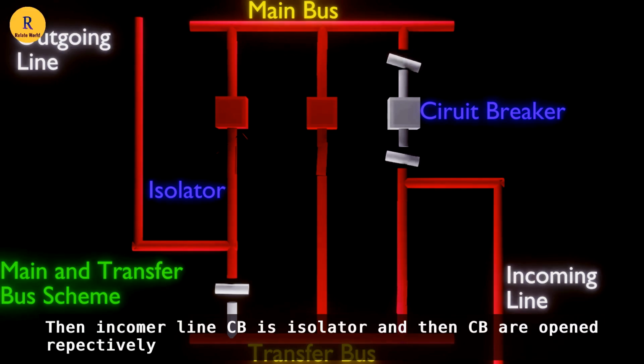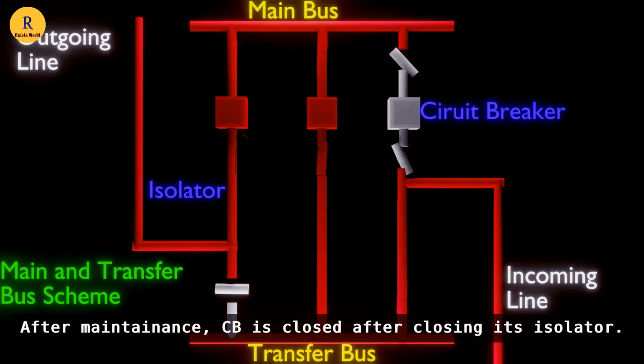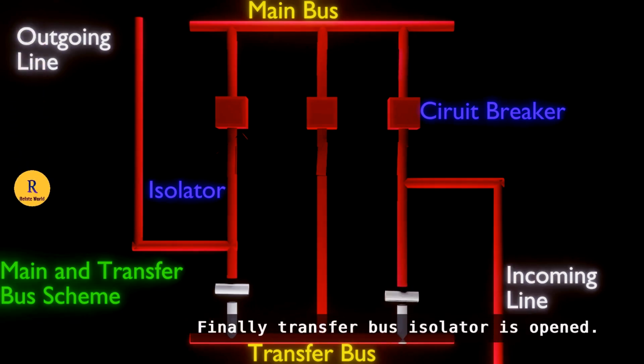Then the circuit breakers are opened respectively. After maintenance, the circuit breaker is closed. After closing its isolator, finally, the transfer bus isolator is opened.